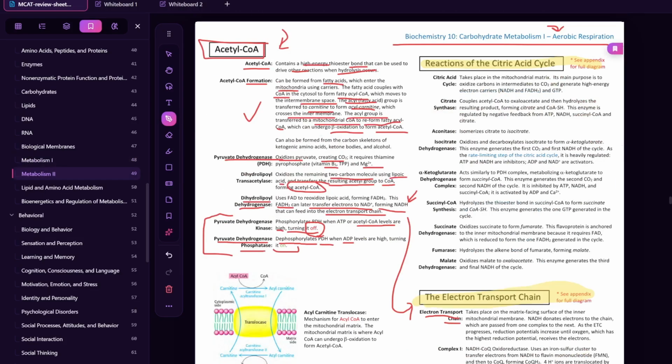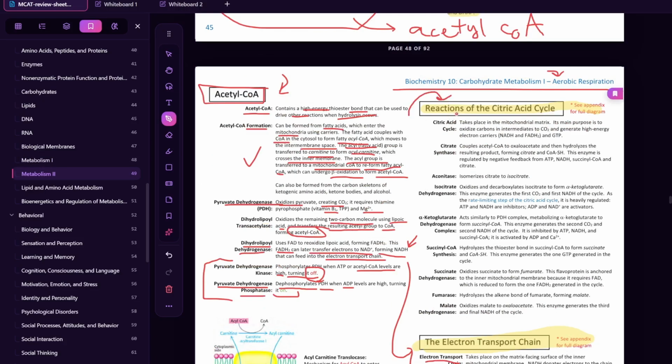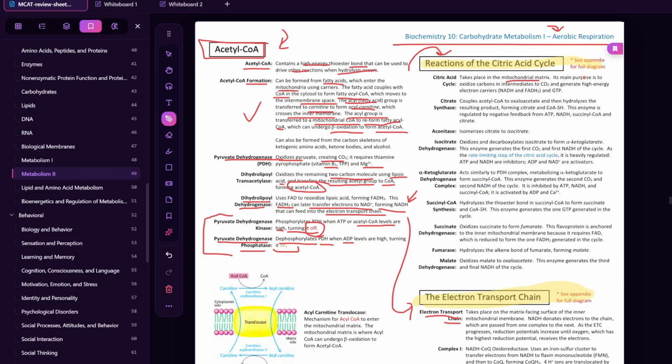Basically, acetyl-CoA will then enter the citric acid cycle, which is over here. The citric acid cycle takes place in the mitochondria, and its main purpose is to oxidize carbons and intermediates to CO2 and generate high-energy electron carriers, and GTP. So citrate synthase, aconitase, isocitrate dehydrogenase, all of these enzymes here, you need to understand how they're being made. This is how succinyl-CoA is made. It hydrolyzes the thioester bond in succinyl-CoA to form succinate, and this enzyme generates the one GTP generated in the cycle. So that's how GTP was generated over here.